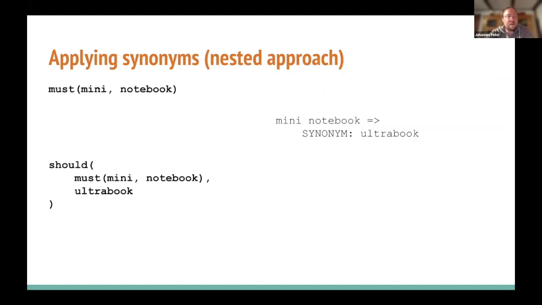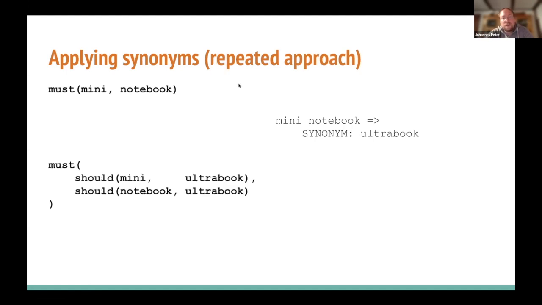Let's say we have a user input, mini notebook. What we do first is embed this in a must clause, of course, because we want to make the query as precise as possible. Many people do it like this. Let's then say we have a configured synonym for mini notebook, and this is ultrabook. The most obvious approach is to nest the must clause we already have into a should clause and put ultrabook into it. Then one of those two clauses, either the must clause or ultrabook, must match in order for a product to be returned. This is what I call the nested approach. There's another approach, and this is the repeated approach.